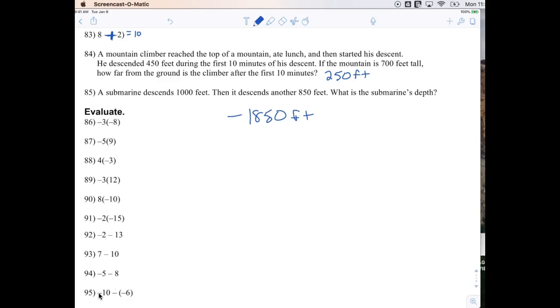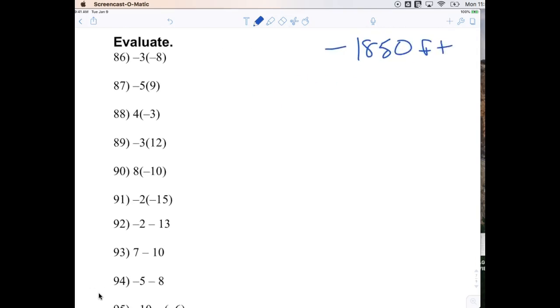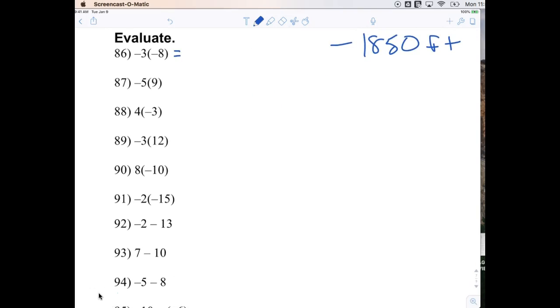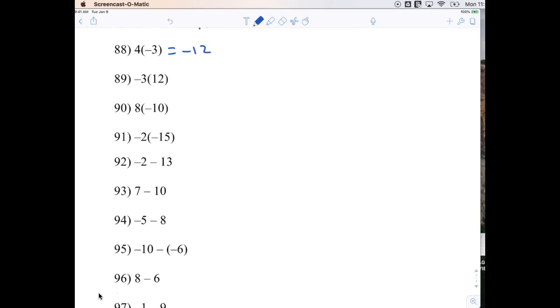All right. All right, here we go. Real quick. Evaluating. Negative 3 times negative 8. Positive 24. Positive 24. Negative 5 times 9. Negative 45. 4 times negative 3. Negative 3 times 12. 8 times negative 10. Negative times a negative. 2 times 15.